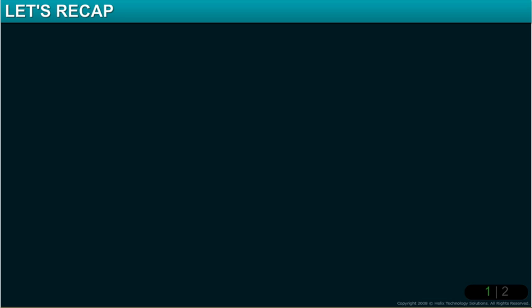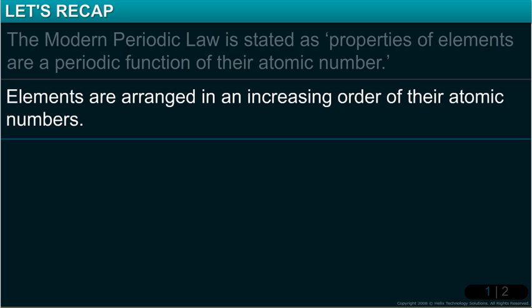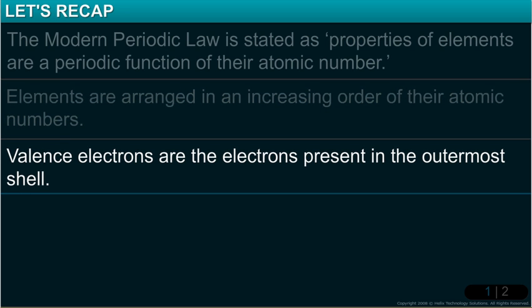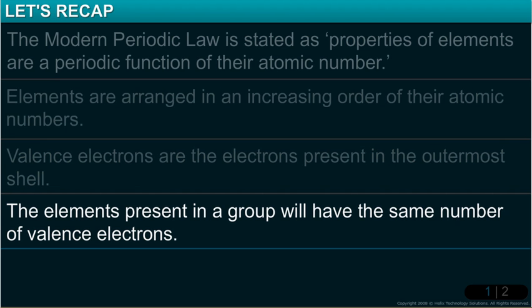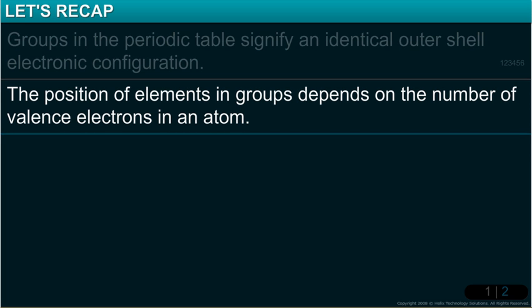In this module, you have learnt that the modern periodic law is stated as properties of elements are a periodic function of their atomic number. Elements are arranged in an increasing order of their atomic numbers. Valence electrons are the electrons present in the outermost shell. The elements present in a group will have the same number of valence electrons. Groups in the periodic table signify an identical outer shell electronic configuration. The position of elements in groups depends on the number of valence electrons in an atom.